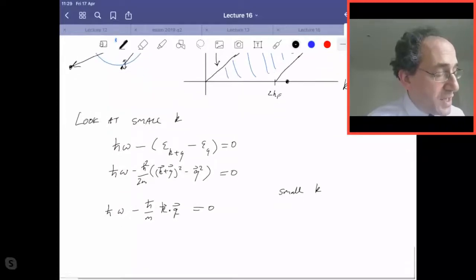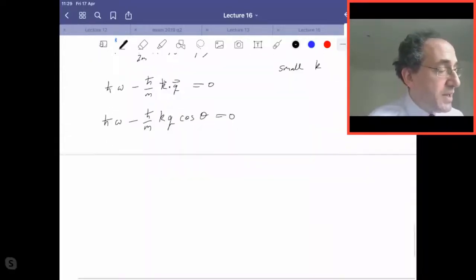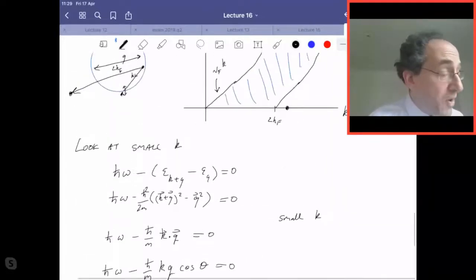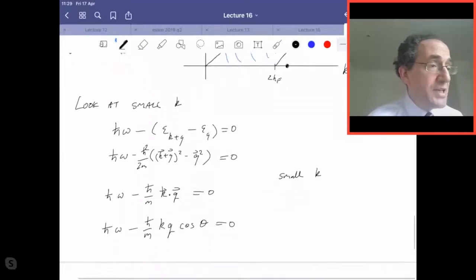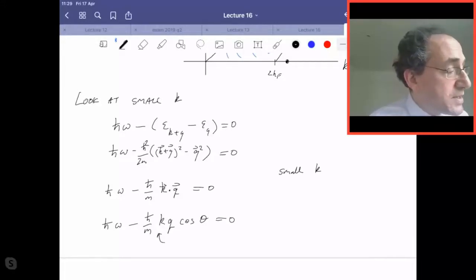I can write that as h bar omega minus h bar over m, I can write this as k q cosine theta, and I want this to equal 0, but k has to be the original k here. If the frequency is going to be small, I know the original k is going to have to be close to kF. The original q has to be close to kF. So q has to be close to kF.